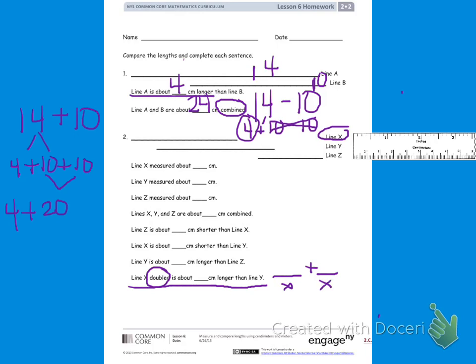But we're not done there. It says line X doubled is about blank centimeters longer than line Y. That says when we double line X, we're going to get a longer length than line Y. How much longer will that be? We're finding the difference there. So once you find what line X doubled is, you're going to find the difference between line X doubled and the length of line Y. And that will give you your difference.